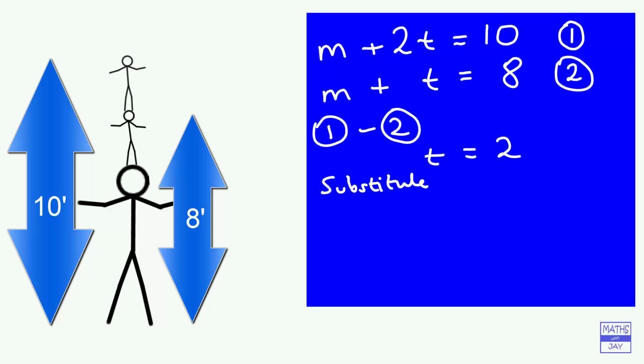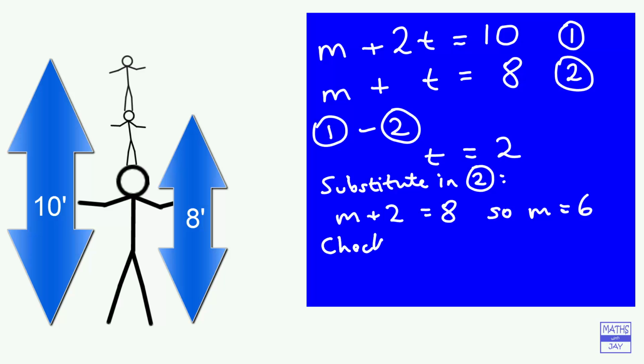Substituting that back into the second equation gives us m plus 2 is 8. So taking 2 away from both sides gives us that m is 6. And we should always check our answers.